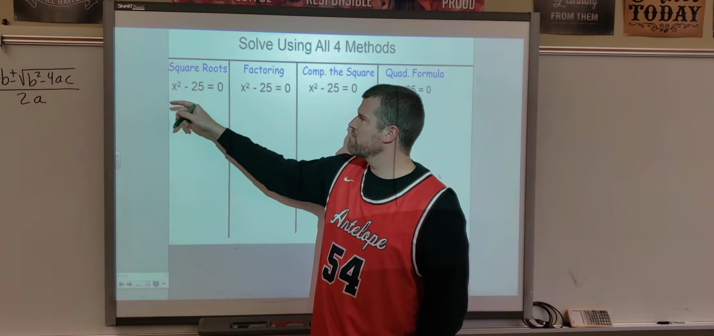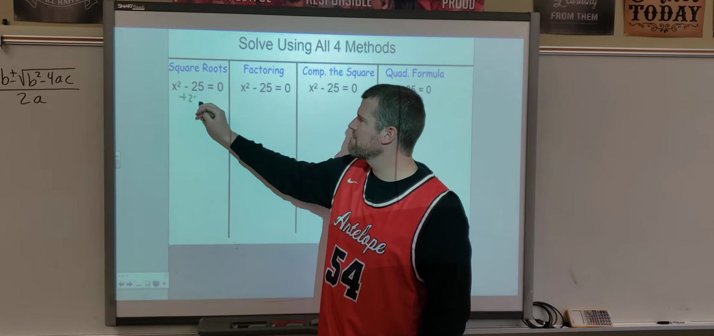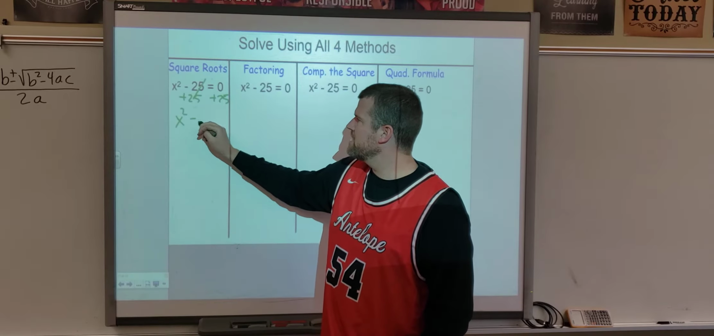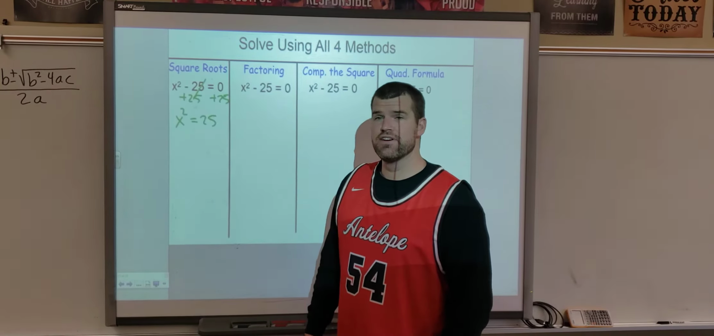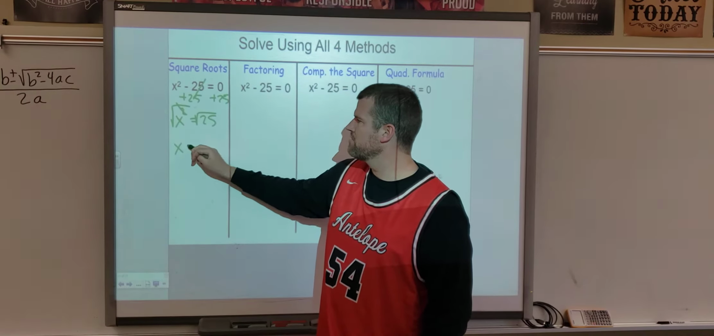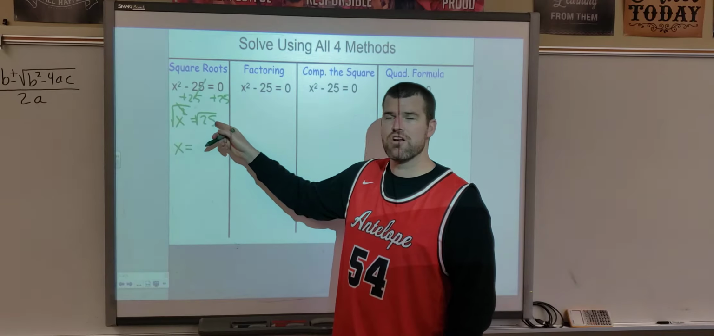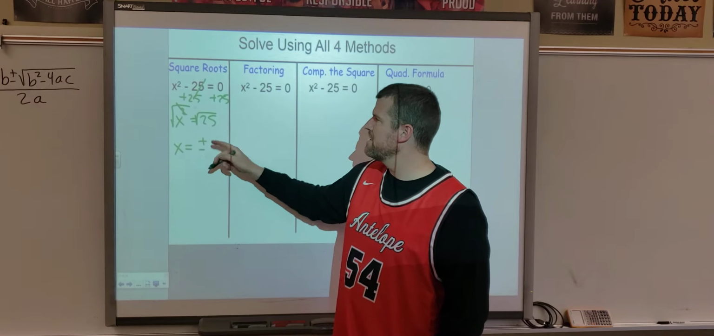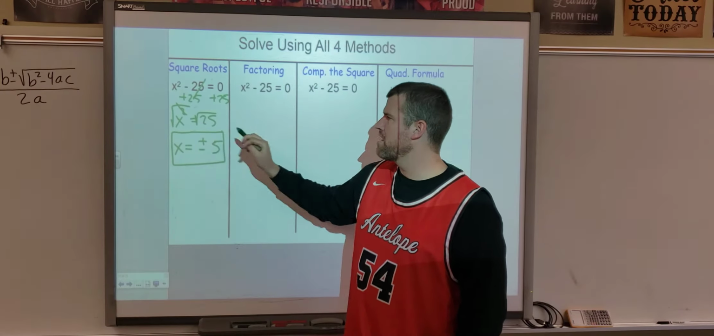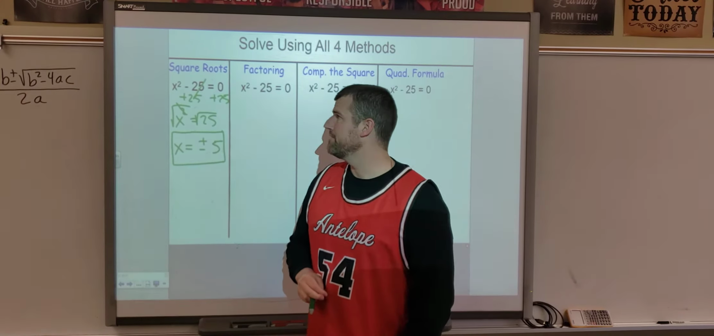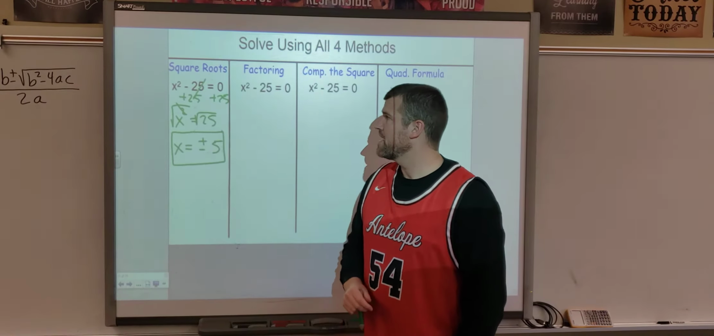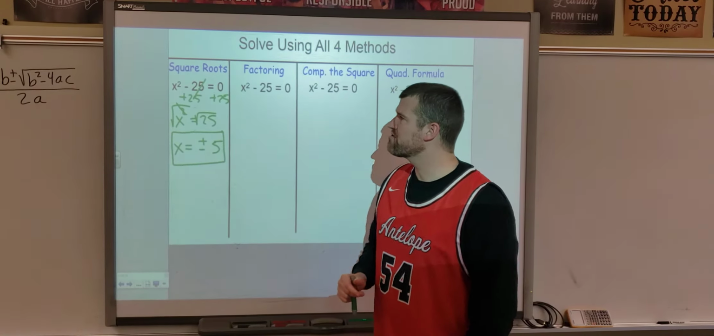We want to get the x squared alone, so I'm going to add 25 to both sides. X squared equals 25. Take the square root. X equals, when we take the square root while we're solving, we make sure we put plus minus, and then the square root of 25 is 5. So our two solutions are positive 5 and negative 5. This same problem is also factorable. In fact, it's one of our shortcuts. It's the difference of two squares.